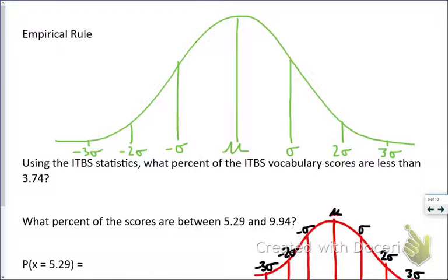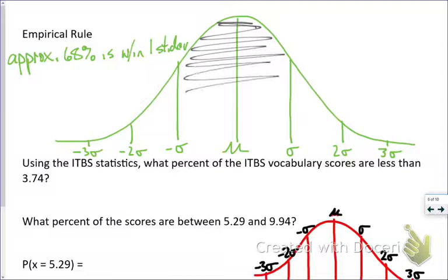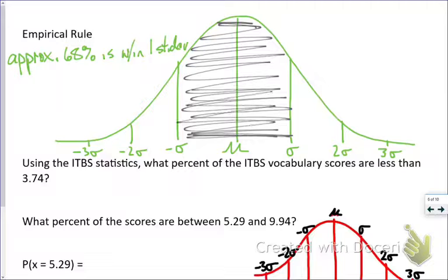And we know that approximately, this is the empirical rule, 68% is within one standard deviation. 68% of the distribution. So that means if I was to shade this area, do some calculus and find the area under that curve, I would get about 0.68 out of the whole. 68% out of 100%.